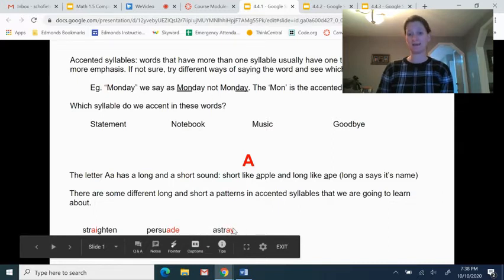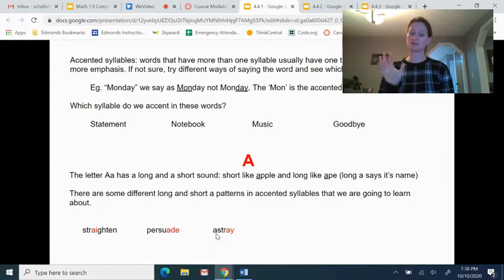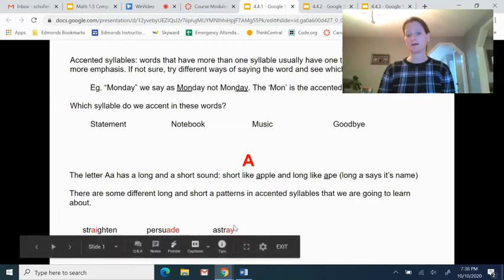Another long A sound, when the A says its name, is this AY. And this word is astray, like something has been led astray. And we put the emphasis on the stray part of the word. And this AY is another long A sound. Okay, so we've got AI, A consonant E, and AY. They are three different long A sounds.